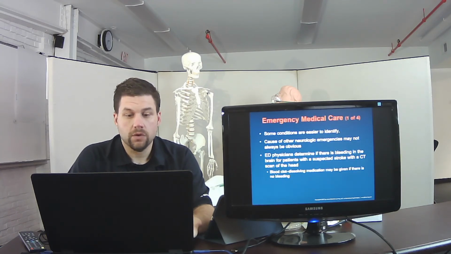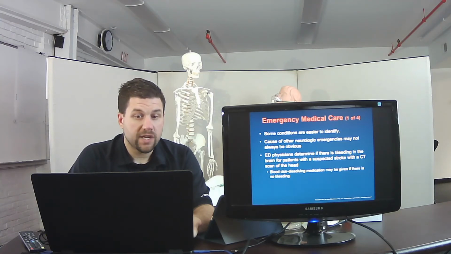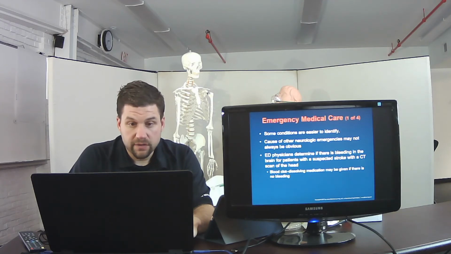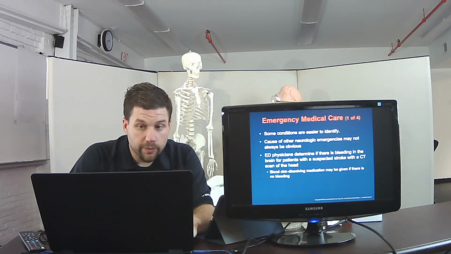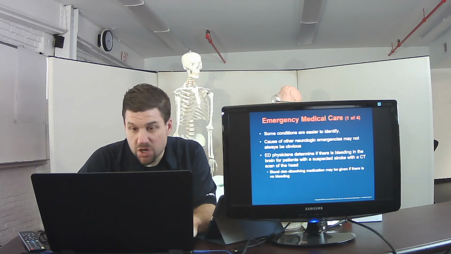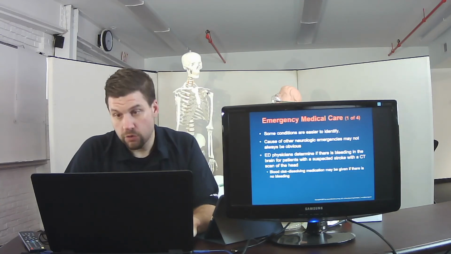So emergency medical care for these patients, some conditions are easier to identify, right? The cause of the neurological emergencies may not always be obvious. If the physician determines that there's bleeding in the brain, the patient's with a suspected stroke with a CAT scan, right? Blood clot dissolving medication may be given if there's no bleeding.